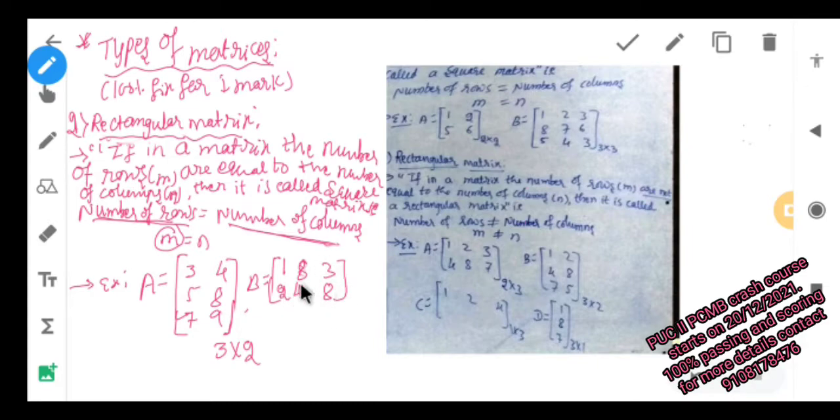How many rows are you observing? 1, 2: 2 rows. How many columns? 1, 2, 3. Okay, so again 2 is not equals to 3. So then how are we going to change it here? Whether m is equals to n? Not at all. m is not equals to n. Number of rows, they are not equals to number of columns.